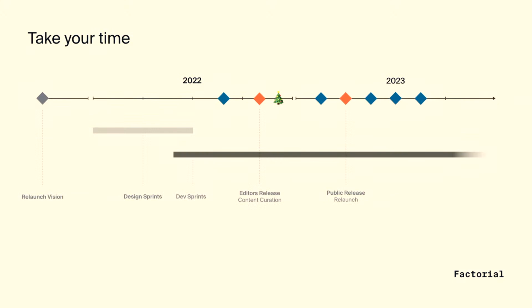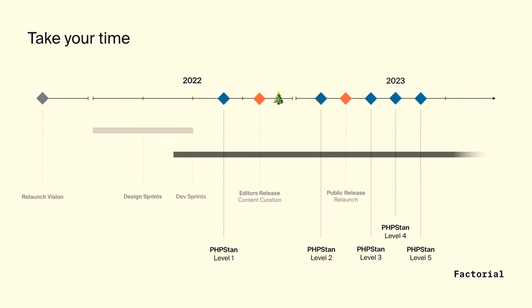Okay, let's put this in context a little bit again. We have the timeline of our project here, and you already see the title of this slide. Maybe you notice there are some extra blue markers. The message is, take your time. I sat down and installed PHPStan, and I somehow brought it up to level 1. But actually, it took us a really long time to get to level 2.